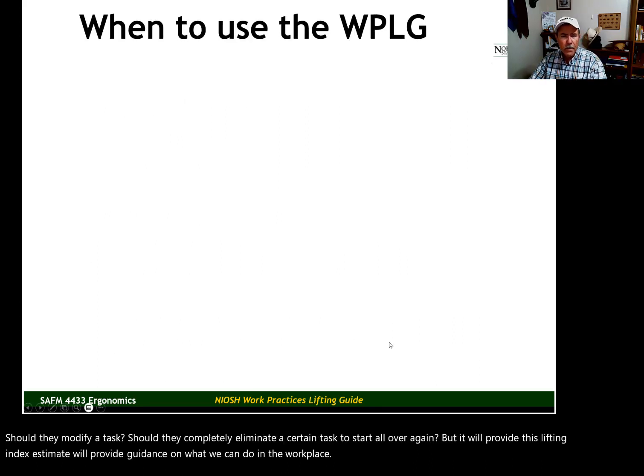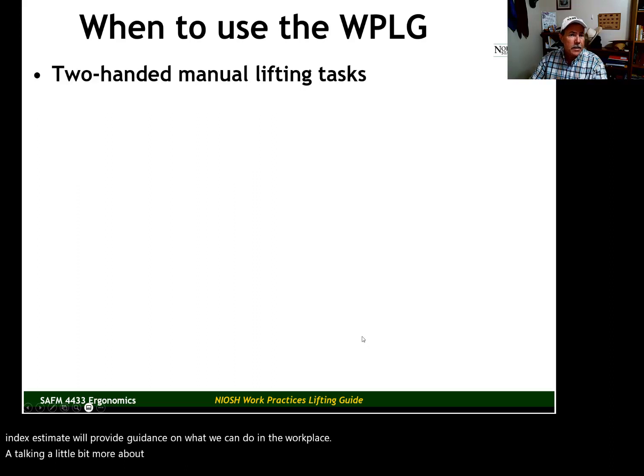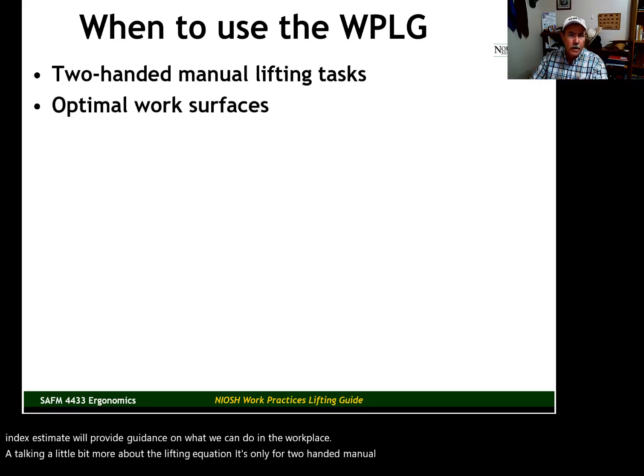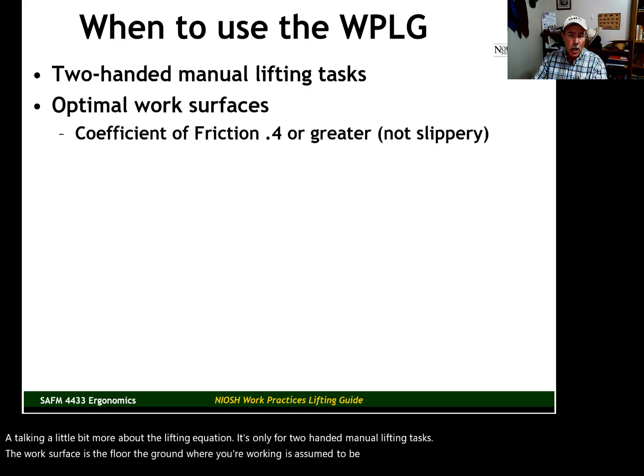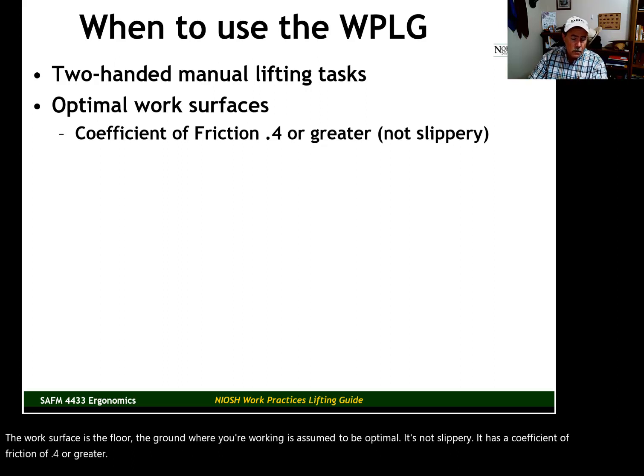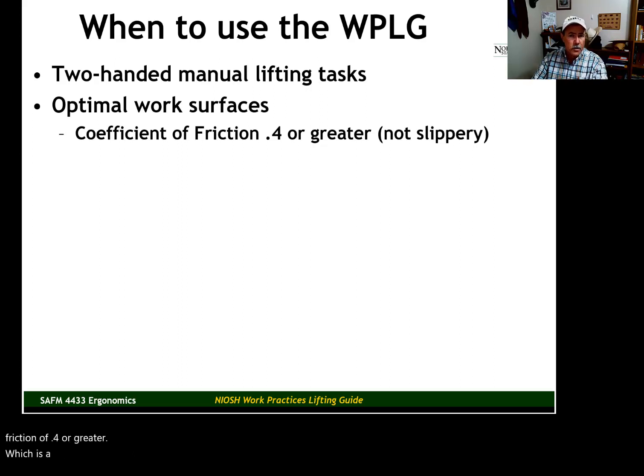Talking a little bit more about the lifting equation, it's only for two-handed manual lifting tasks. The work surfaces, the floor, the ground where you're working, is assumed to be optimal. It's not slippery. It has a coefficient of friction of 0.4 or greater, which is a good coefficient of friction. That's going to be a floor that's not real slippery.